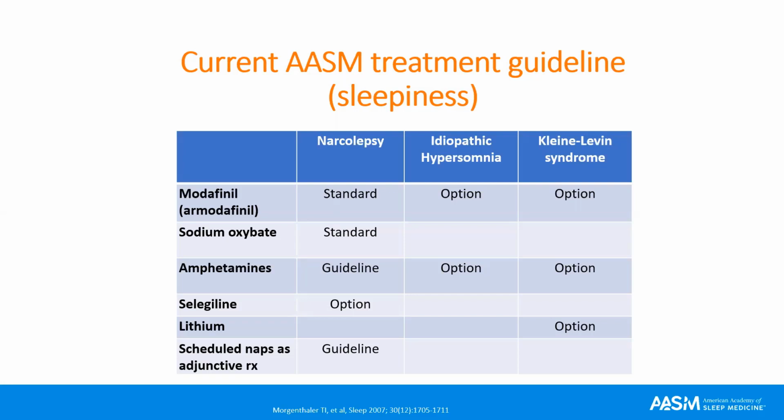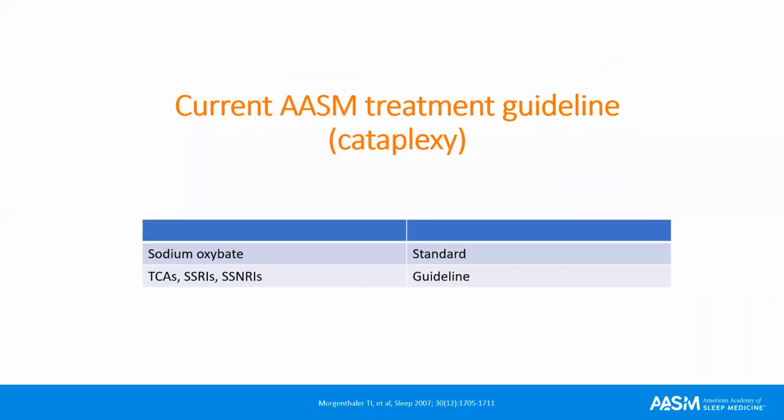Lithium was an option level in this practice parameter. Subsequently, there was a fairly large series of patients with Klein-Levin suggesting that lithium does probably reduce frequency, severity, and duration of attacks. And so at least in my practice, lithium is the thing that I think about first in terms of trying to prevent Klein-Levin spells. In terms of the treatment of cataplexy for narcolepsy type 1, the AASM treatment guideline gives the highest recommendation to sodium oxybate, a lower recommendation to your antidepressants, again because of lack of data.